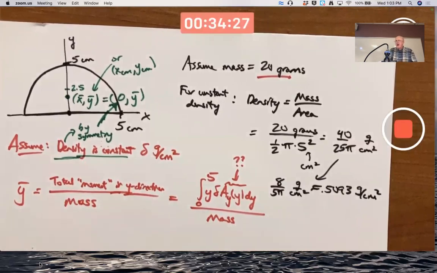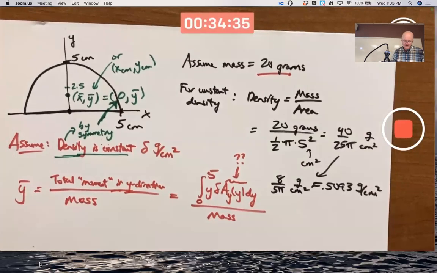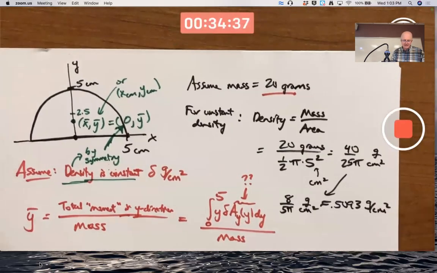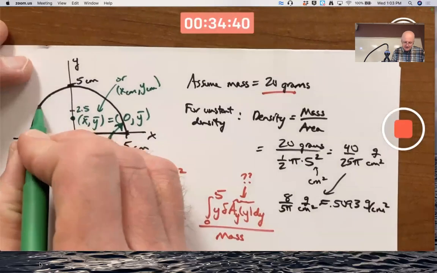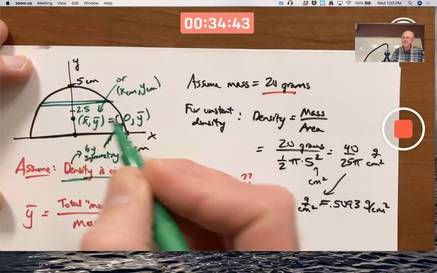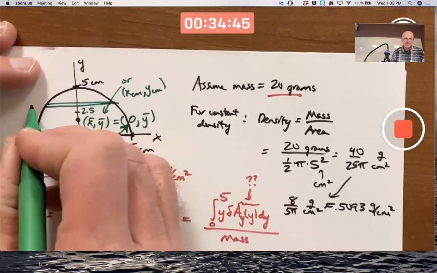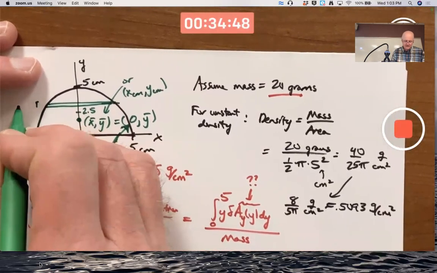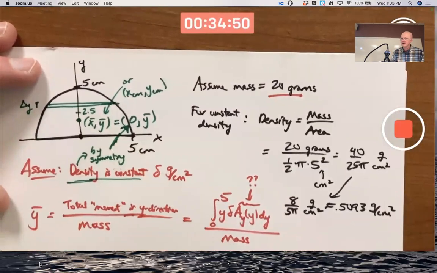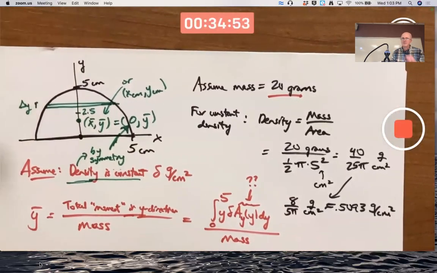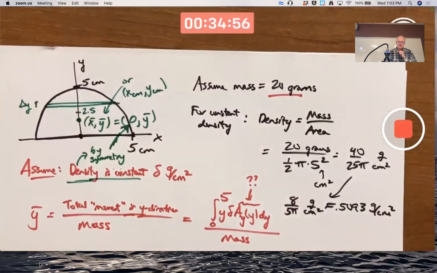But where in the world does this come from? I don't want to fully explain it, but let me give a hand-wavy justification for it. Really what you need to do is think about slicing this with horizontal slices, thin horizontal slices, like that, of vertical width delta y. I'm after y bar, the center of mass in the y direction. So I do need to think about thin slices with small values of delta y.